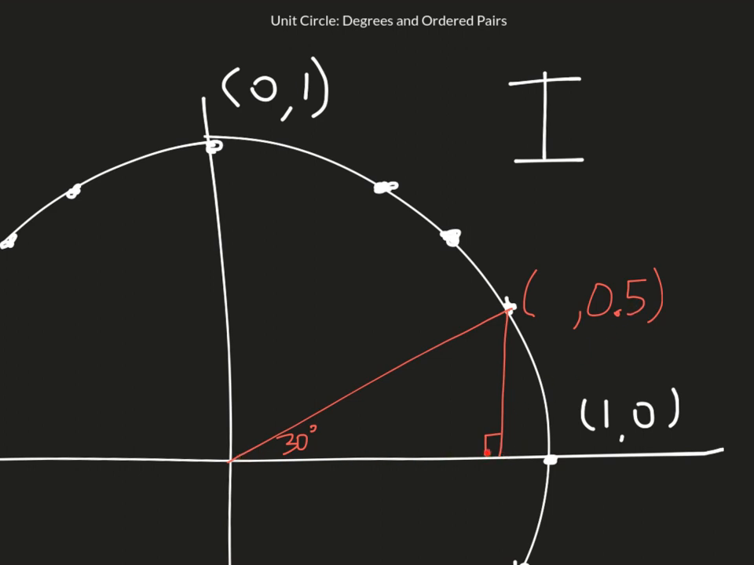Now, I did say 0.5, right? Let's really use fractions instead. So now, what is 1/2 times the square root of 3? Well, you could think of it as 1/2 times square root of 3 over 1, and so what we end up with is the square root of 3 halves.